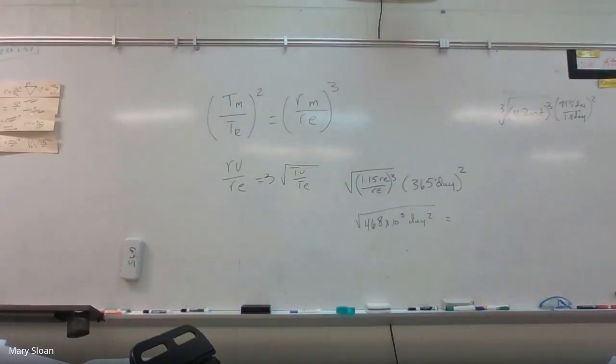So you're going to do 1.15 divided by 1, and then you're going to cube that. You're going to times 365, and you're going to square that. Then you're going to get the answer, then you're going to square root the answer. And if we square root the answer, we should get 468.